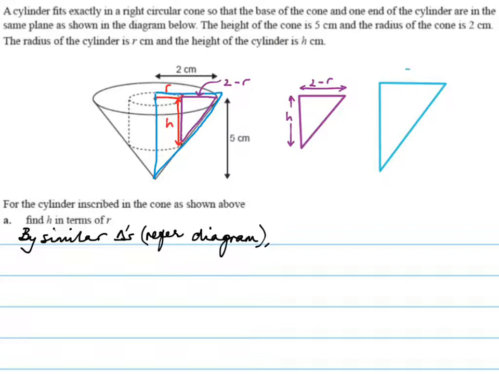Good. Now the blue one, that's going to be 2 and that's going to be 5. Now, those triangles are similar. So therefore, 2 minus r over h, in other words, the horizontal over the vertical, will have the same ratio as in the blue triangle, the horizontal over the vertical in that triangle. Okay, so now we're set up, guys.